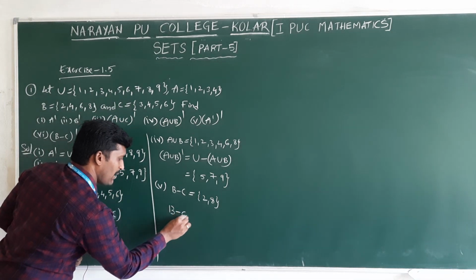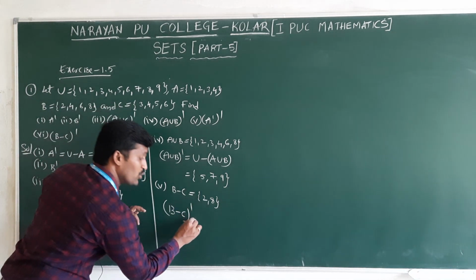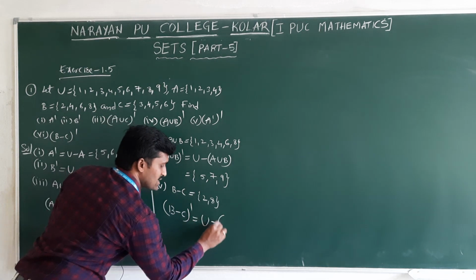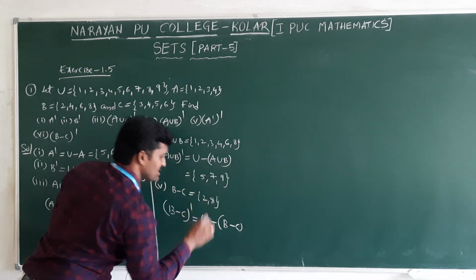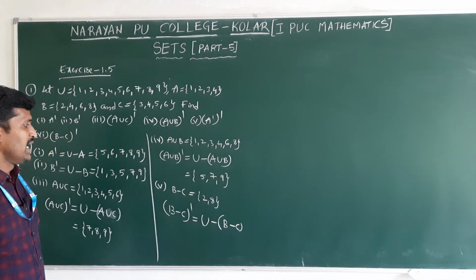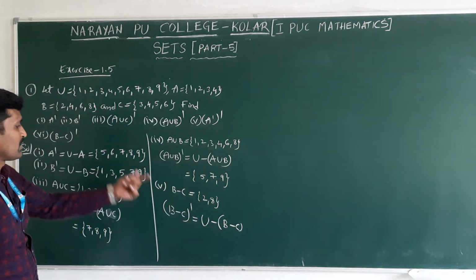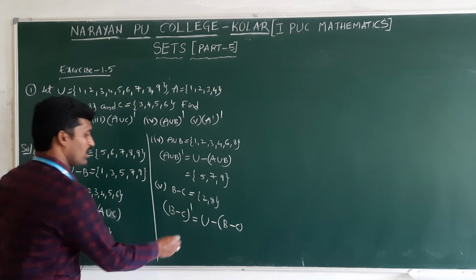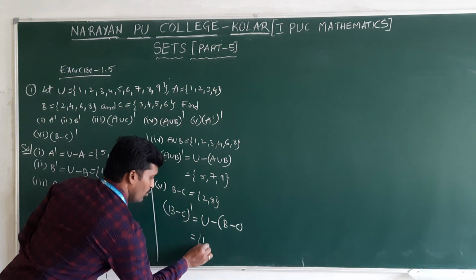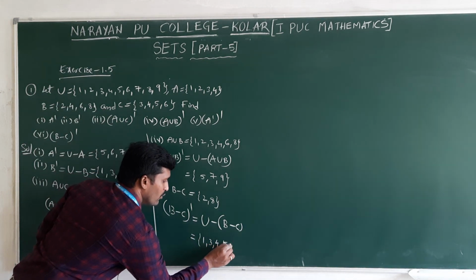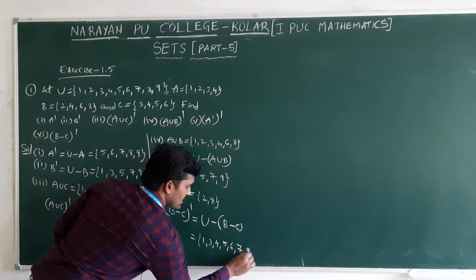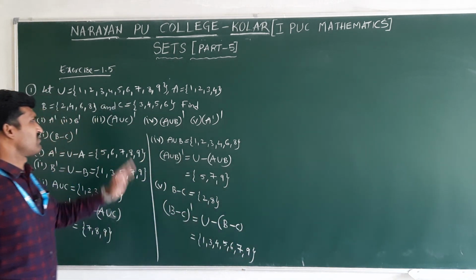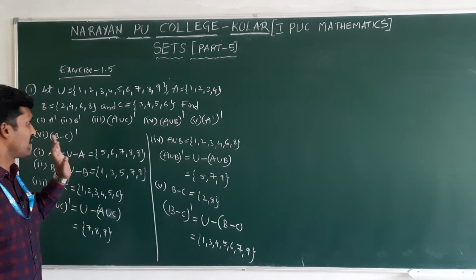Now we need B minus C whole dash. How to find? Universal set minus B minus C. From universal set, eliminate 2 and 8. That is only B minus C whole dash. 2 and 8 eliminated. Remaining all elements you will get: 1, 3, 4, 5, 6, 9. Except 2 and 8. These are very simple to find required terms.